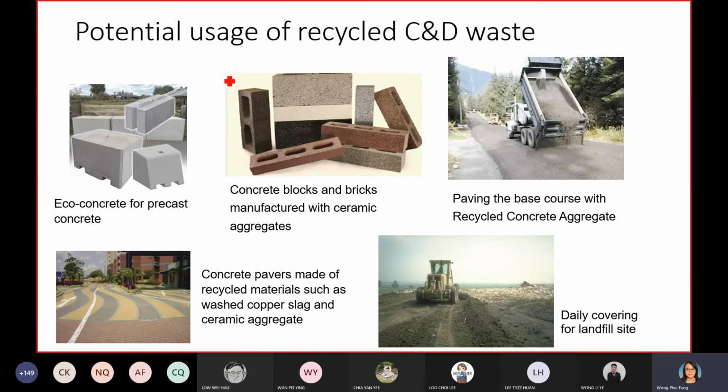So these are some of the potential usages of recycled C&D waste. It can be reproduced to become precast concrete, can also become a concrete block again, or we can also use it as paving, okay, with the paving base course using recycled concrete aggregate, or you can see these concrete pavers are made from recycled material, or you can also use it for daily covering for the landfill. So these are some of the potential ways to reuse the C&D waste rather than sending it to landfill.